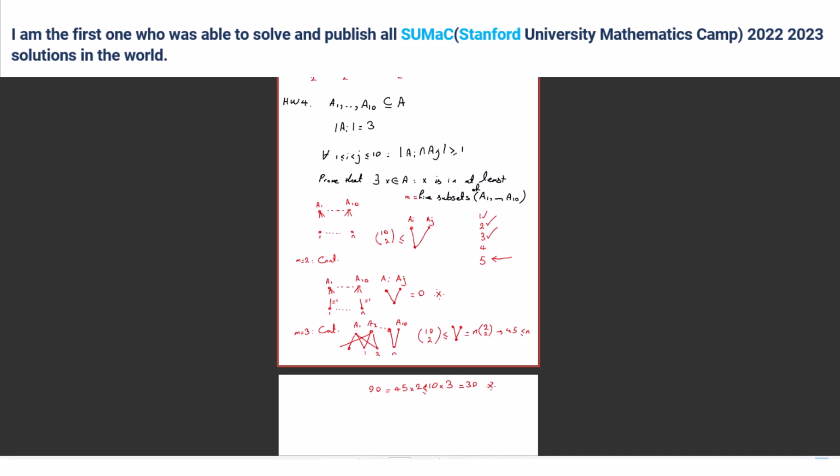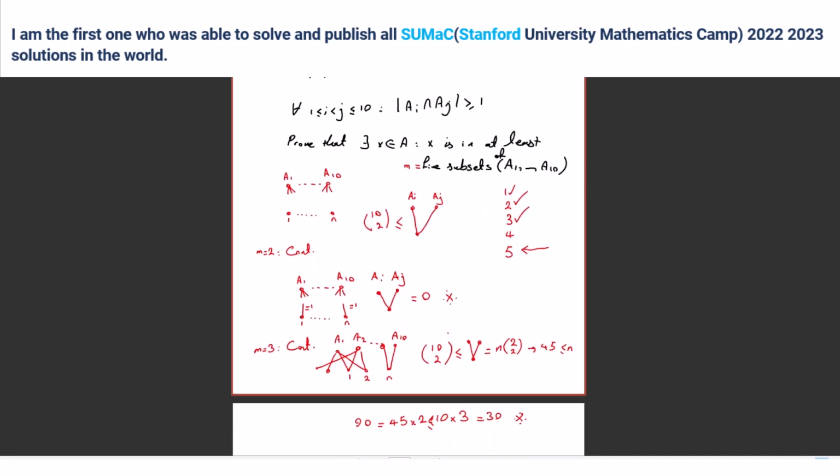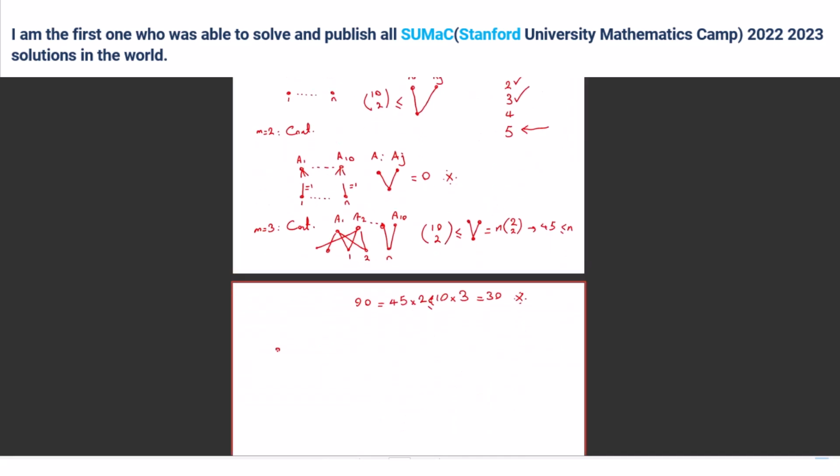I'm confused now, because if you write 10 choose 2 less than or equal to 4 choose 2 times n. Let me write. Here we have A1 to A10. Now I assume each of them is at most 4, exactly, things 1 to n, each of them is at most 4. Then what? Then you would say 10 choose 2 is less than or equal to 4 choose 2 times n.